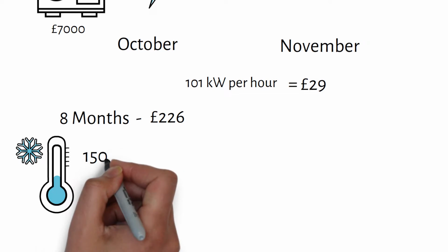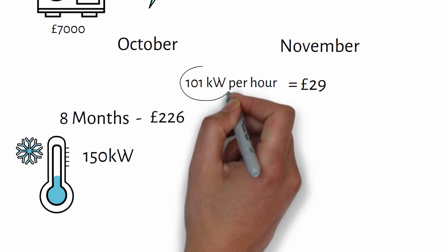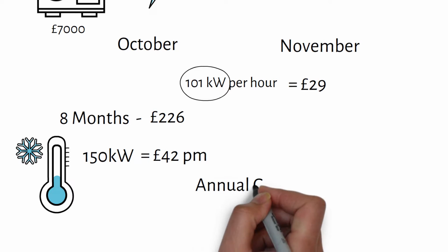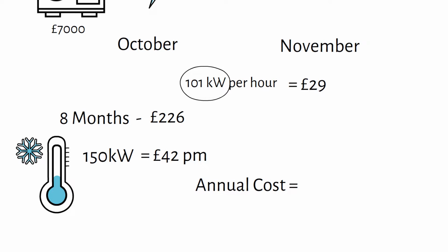Between the colder winter months, he predicts a usage of 150 kilowatts as opposed to 101 kilowatts, which will cost him £42 a month. That's an annual cost of £394.